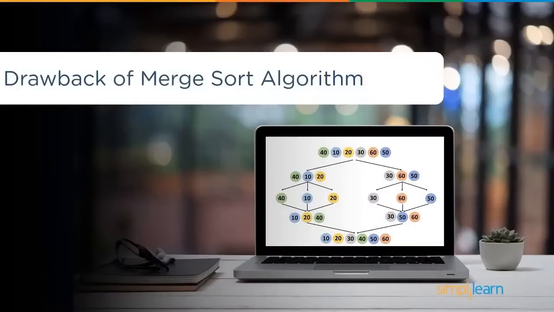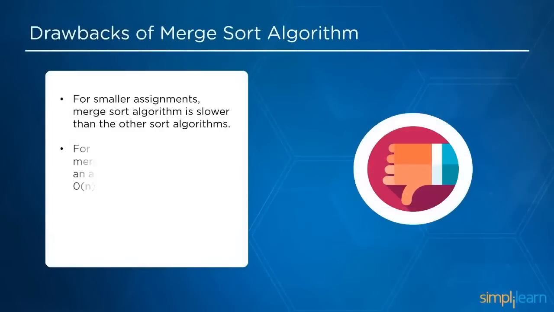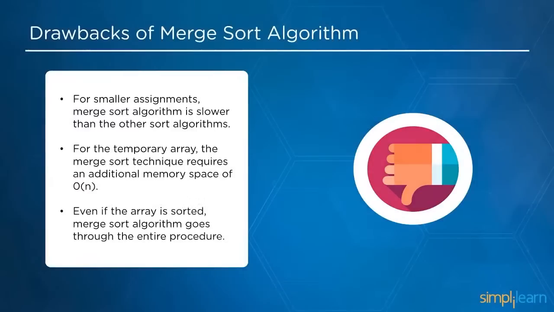Now let us look into some of the drawbacks of the merge sort algorithm. So some of the drawbacks are: for smaller assignments, the merge sort algorithm is slower than other sorting algorithms. For the temporary array, the merge sort technique requires additional memory space, that is space of big O of n. Now let us look into a practical demonstration of the merge sort algorithm.